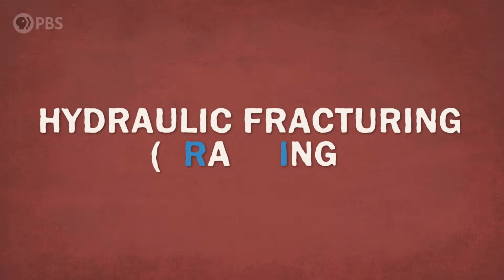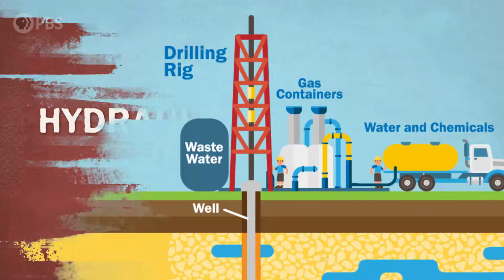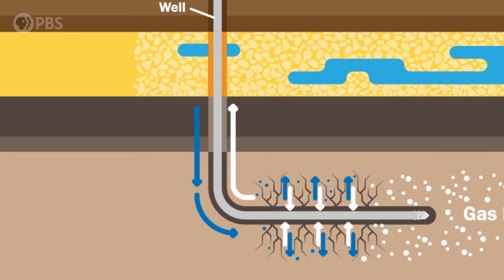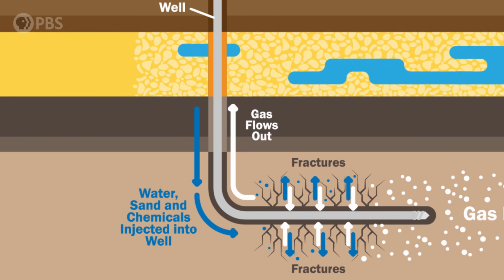But there are also massive stores of gas located in the pores of underground rock formations. To extract this gas, a process called hydraulic fracturing, or fracking, was developed. In fracking, holes are drilled deep underground into these rock formations, and a mix of pressurized water and sand and chemicals is then injected into the hole to crack open the rock and release the trapped gas.